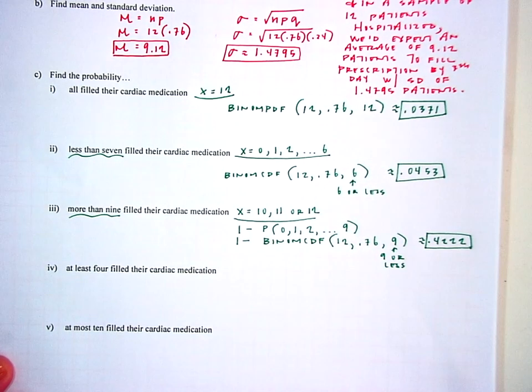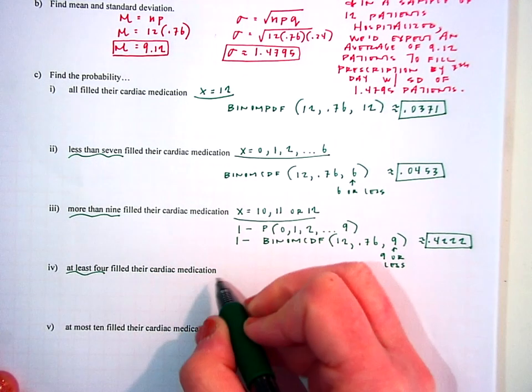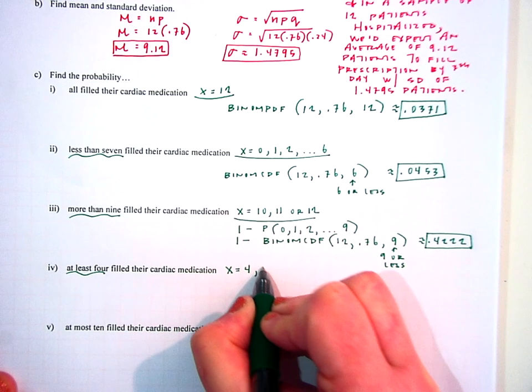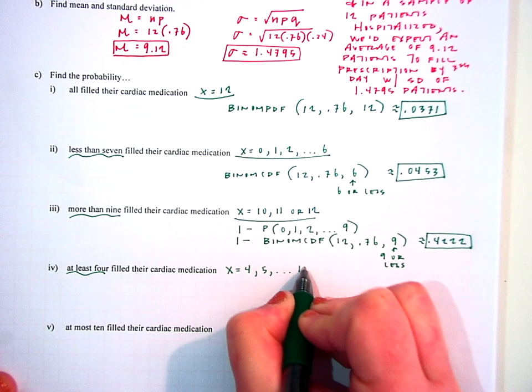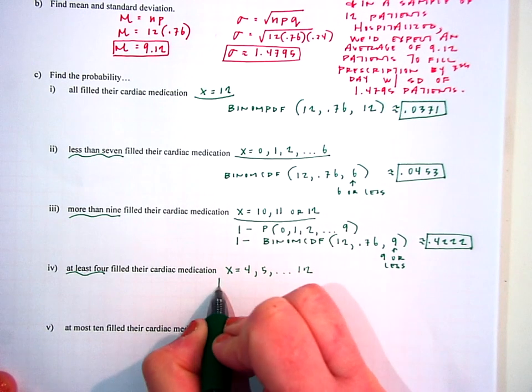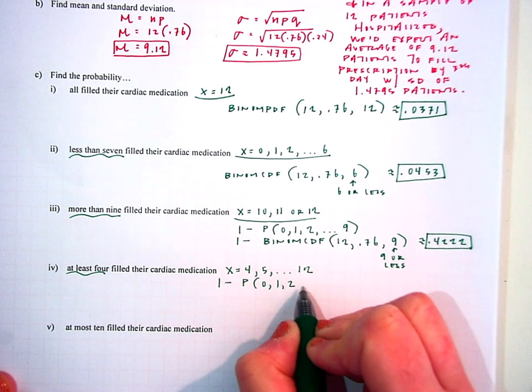All right, 2 more variations. So at least 4. What does that mean? At least 4 means it could be exactly 4 or 5, all the way up to 12. So again, I'm going to go through the complement and do 1 minus the probability that it's exactly 0, 1, 2, or 3.